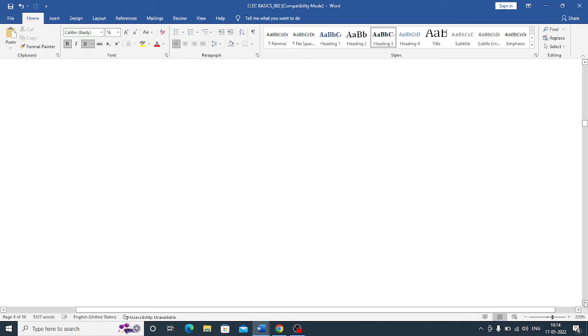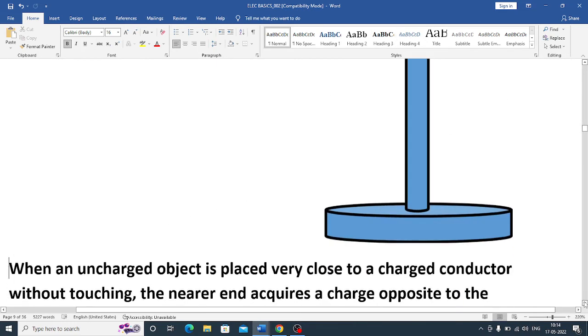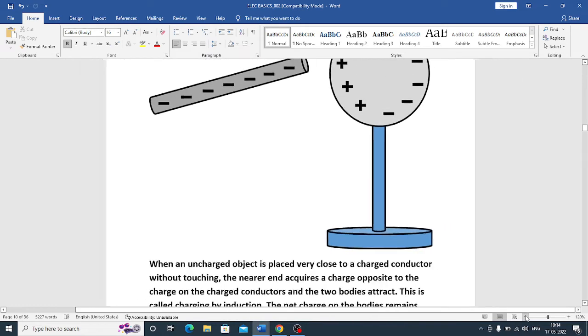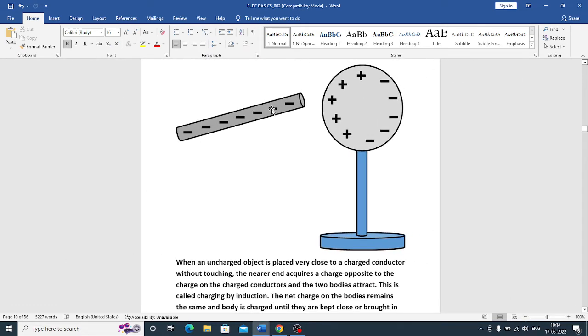Next is by induction. In induction, what happens is similar to conduction. Now see here, you are not touching. The sphere is initially neutral, which means the number of electrons is equal to the number of protons. Now you bring the negatively charged rod near the metal sphere, which is insulated. Otherwise, while doing the process, all the electrons will flow to ground.